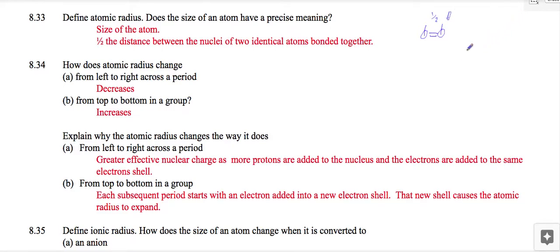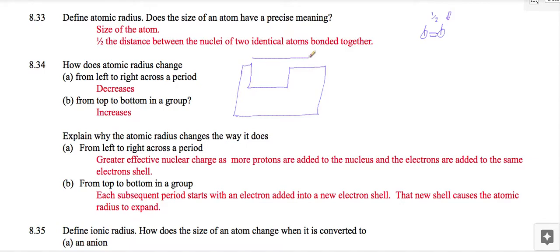We do this because the electron cloud is, by definition, cloud-like, so you aren't able to easily identify the edge of it. Does it have a precise meaning? Not really, because the electron cloud is an undefined region in space. How does it change going across the periodic table? If we were to draw a periodic table, there's my awesome periodic table. It decreases going this way.